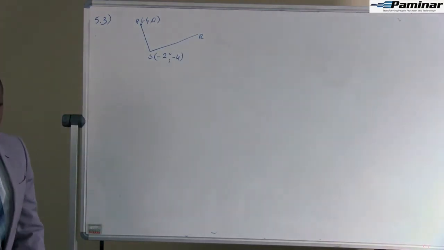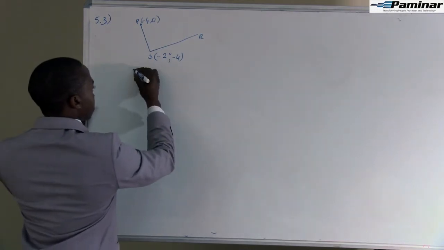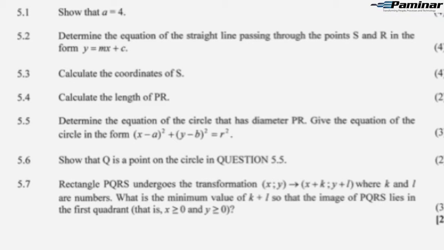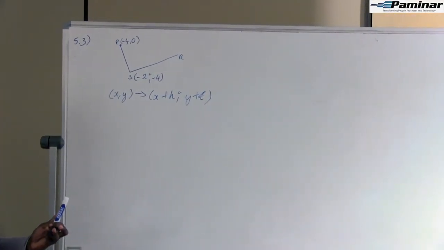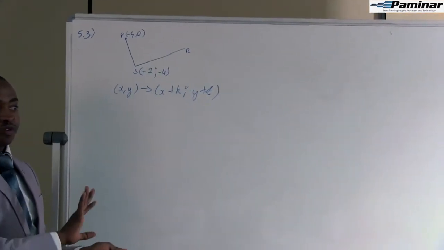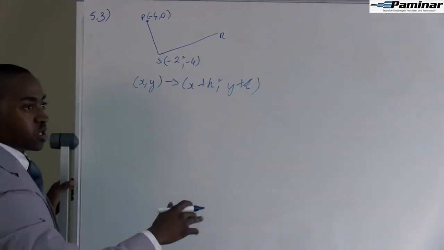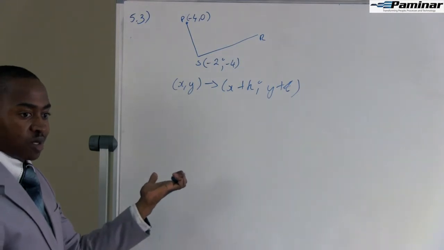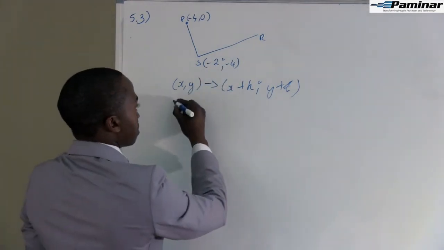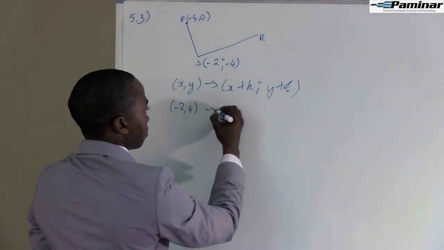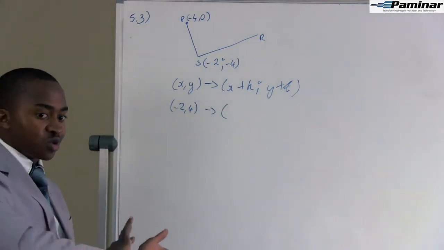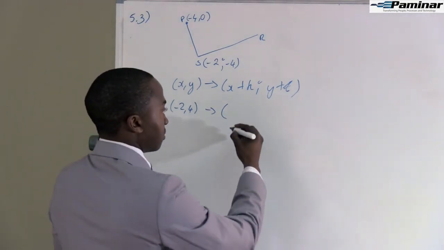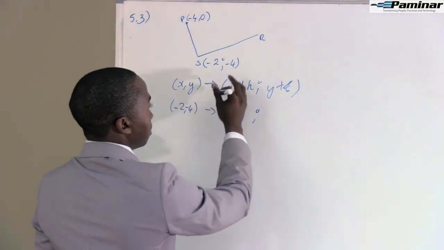Okay, so they're saying the rectangle undergoes that transformation, which is (x, y) to (x plus k, y plus l). And they're saying that k and l are just numbers. And they're asking what is the minimum value of k plus l, so that the image PQRS shifts into the first quadrant. In other words, we need to move this into the first quadrant. First of all, this is in the third quadrant. We need to get it out of the negative domain. So in order for this point, let's take this point (negative 2, negative 4), to move out of the negative quadrant, we're trying to get it to the first quadrant, which is on the positive side, since it's negative 4, we have to shift it 4 units up.